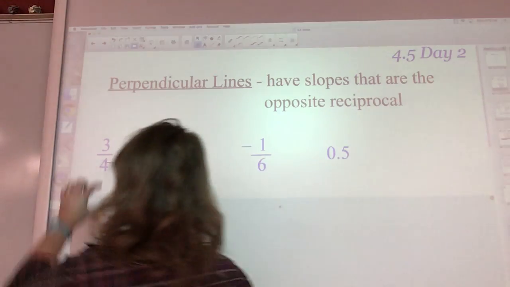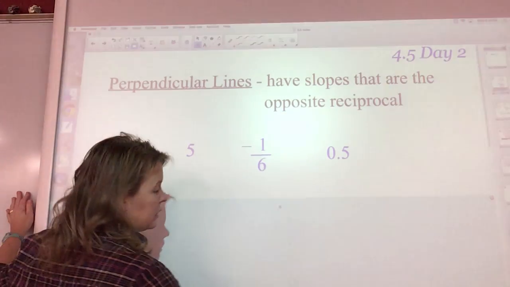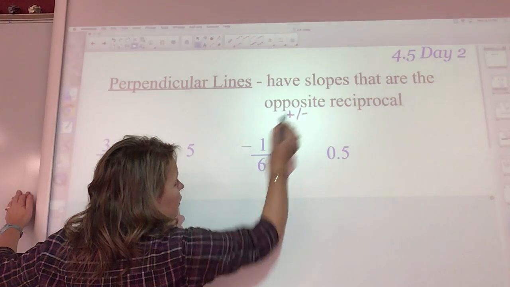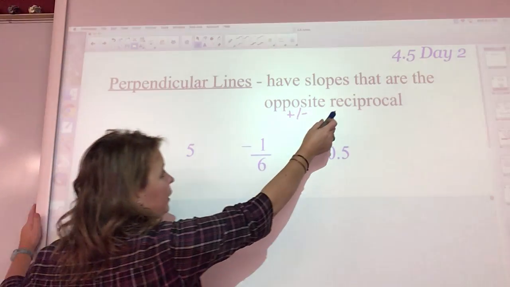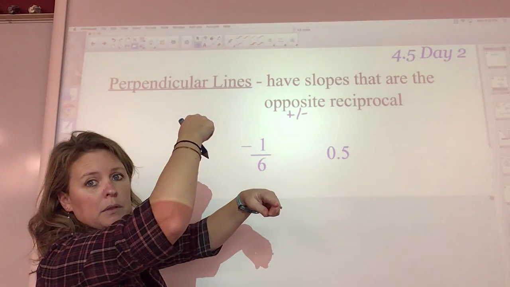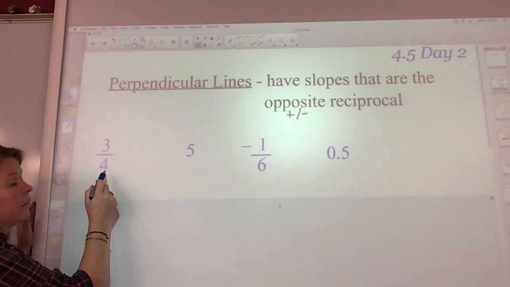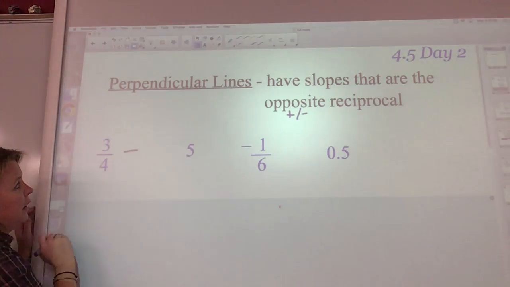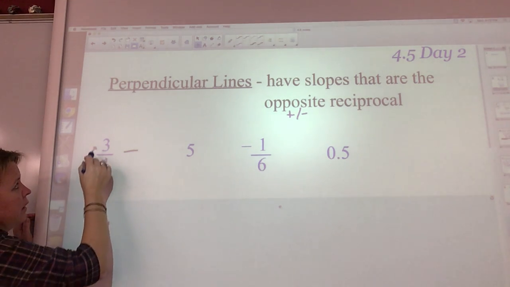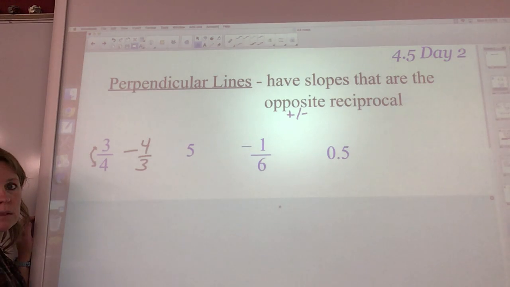This number is 3/4. Opposite meaning positive versus negative. If it's the opposite, one's positive, one's negative. If it's reciprocal, it gets flipped. So I take 3/4, turn it into a negative because it was positive, and flip my 3/4 to a 4/3. Opposite reciprocal.